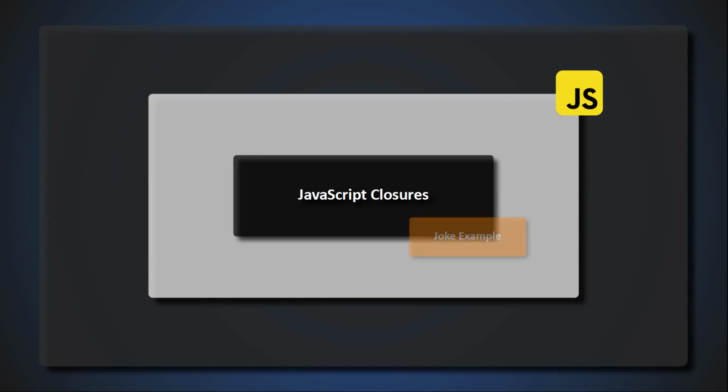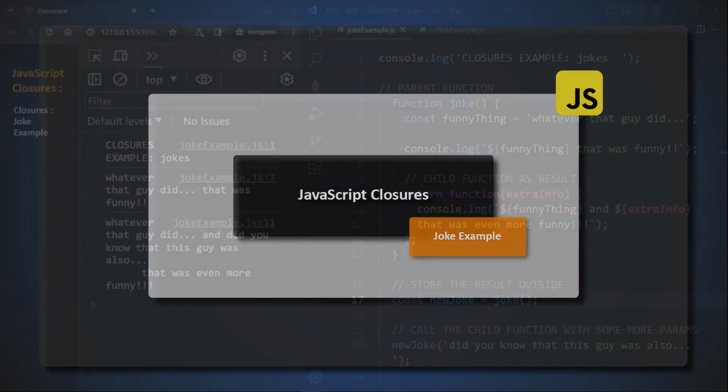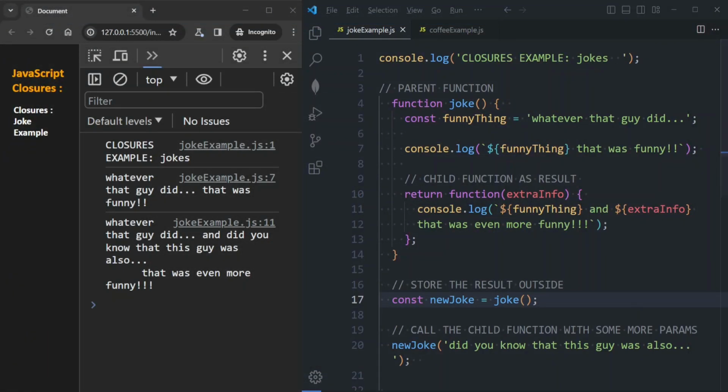In this series, I'm going to be talking about closures in JavaScript and how other concepts that closures depend on fit with this topic. But before we dive deeper into the code, let's see a real-life example of closures.